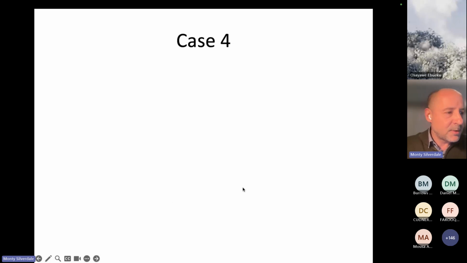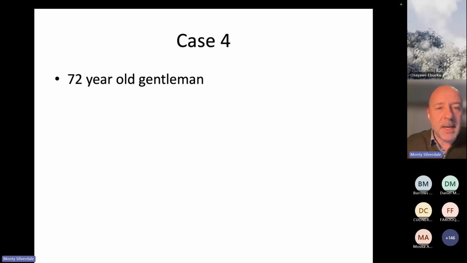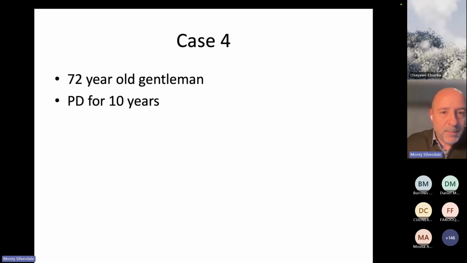So let's move on to case 4. This next case is a 72-year-old gentleman. He's had Parkinson's for 10 years.